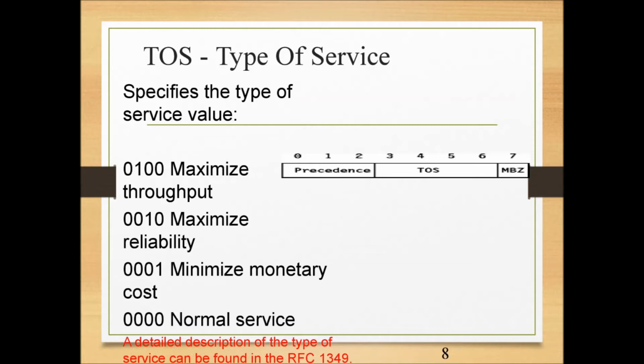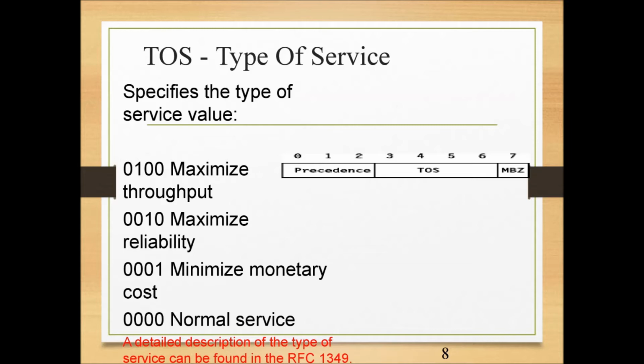And the last one is normal service. There are different types of services. For example, if the service is normal, it means data will be normal. And if the service is, let's suppose, priority based, then the data will be very important, data will be secret. So these are different numbers which are allocated for different types of services.